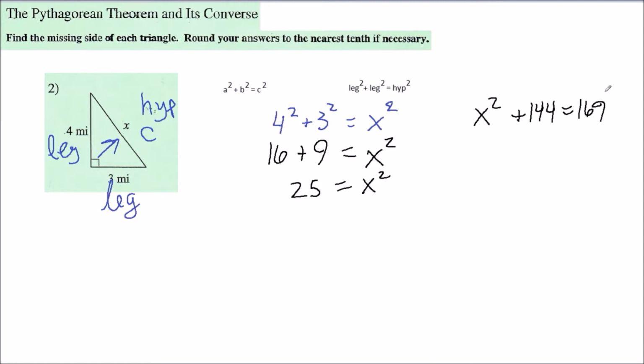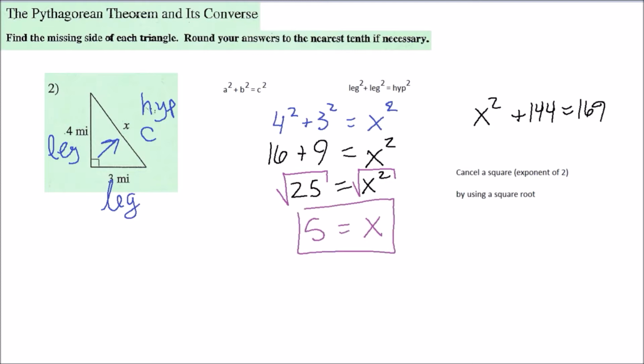So now comes the time where I'm going to cancel that square, the exponent of 2, by using a square root. Okay, that's what we're doing now. So I can do the square root of x squared, and that will give me x. But remember, it's an equation, so you have to treat the other side the same. And we saw this last time. It was the square root of 25. So again, we get 5. And that is a coincidence that we got the same answer in the first 2 problems.